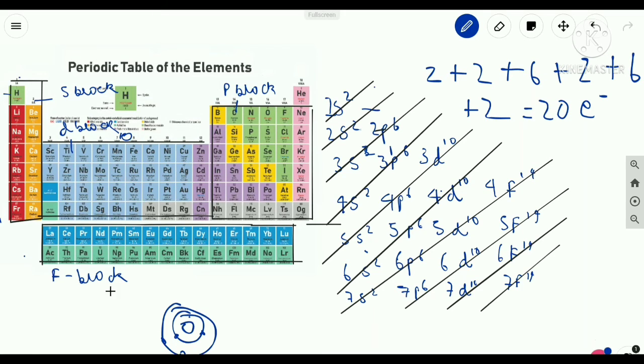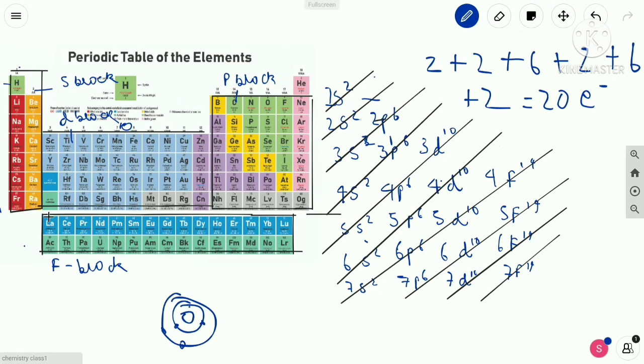And in the second last, you can see this protruding F block elements. They are called F block elements because two shells before them don't have completely filled subshells, but they still have electrons in the second last shell and last shell. So that's why they're called inner transition elements.